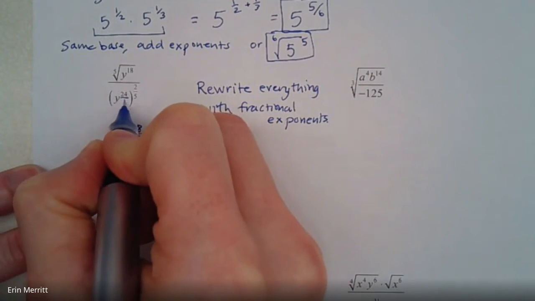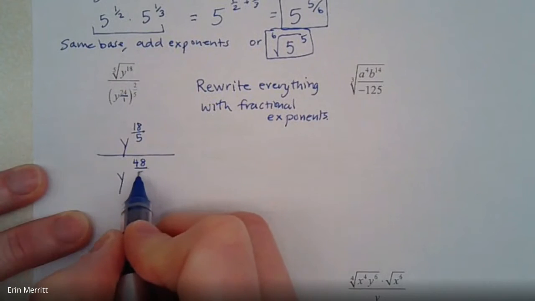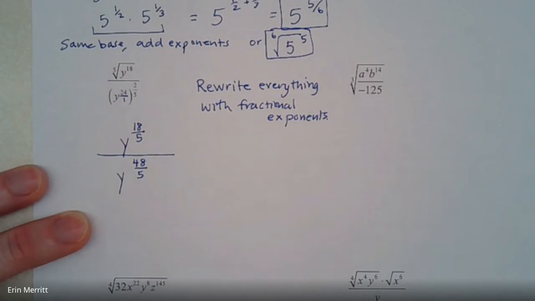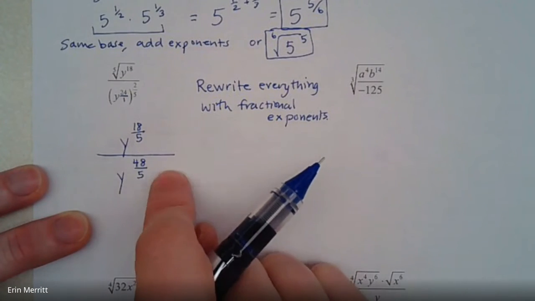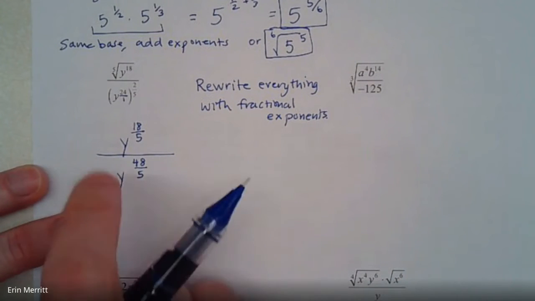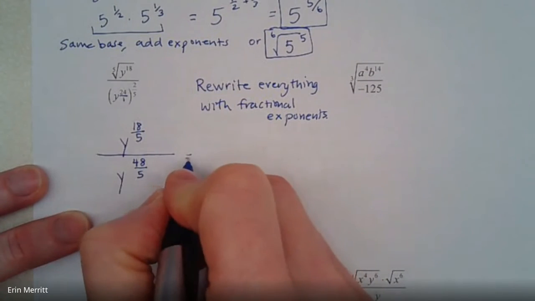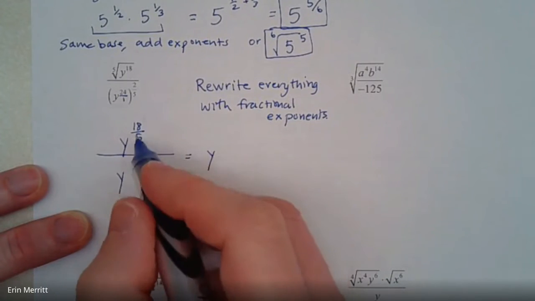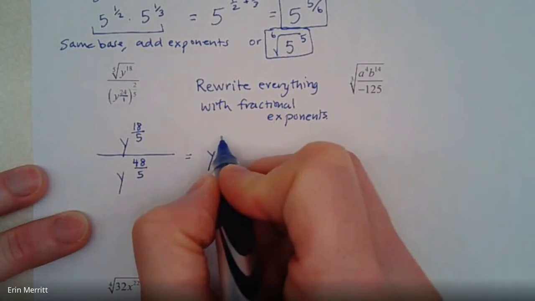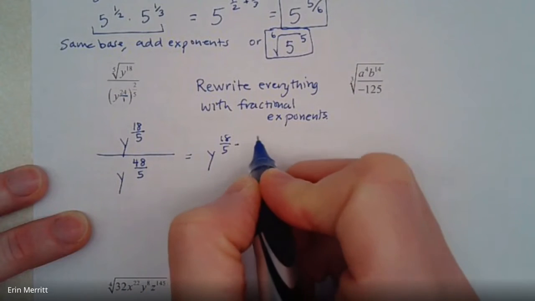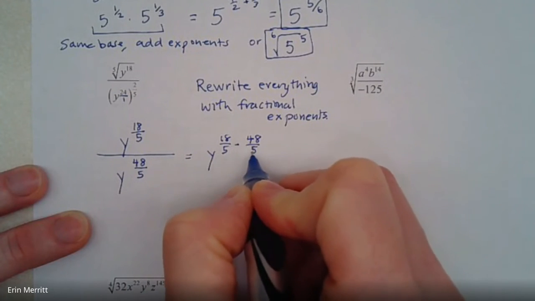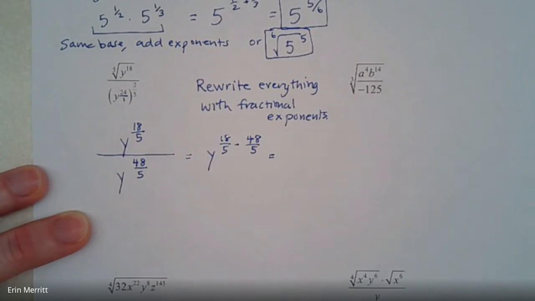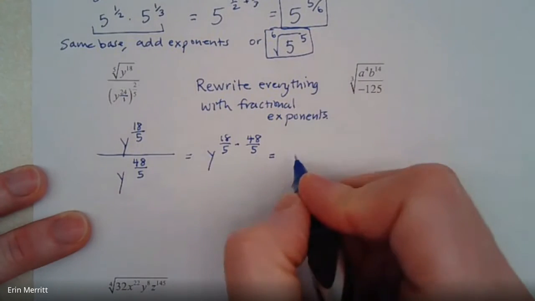And then remember, 24 is just over 1. So 1 times 5, that'll just stay a 5. Now that we have the top and the bottom with just one single fractional exponent, we're simply dividing. So when you're dividing, keep the base, subtract the exponents. So we're going to have 18 fifths minus 48 fifths. It's a little clunky, but we have a common denominator. So 18 minus 48, that's just going to give us negative 30 over 5.